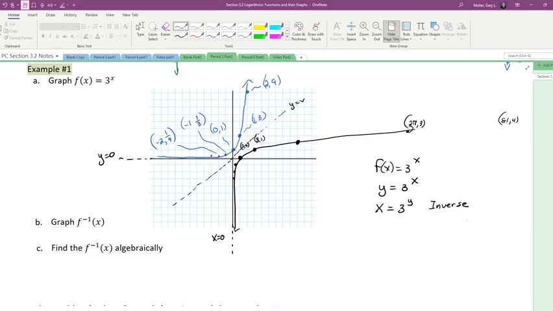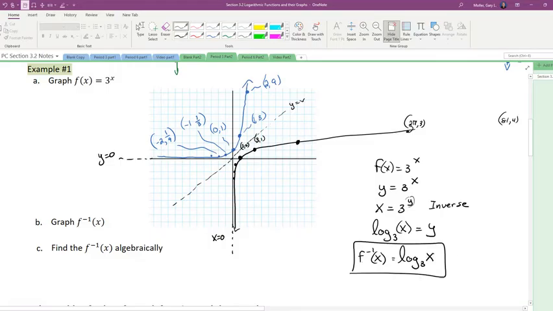And the way I can do that is by rewriting this as a logarithm, because a logarithm will get the exponent all by itself. So what logarithm would this be? It's base 3, so we're going to have log base 3 of x equals y. Or in other words, the inverse of f is equal to log base 3 of x. And that would be this graph. All right, so that's a logarithm graph.